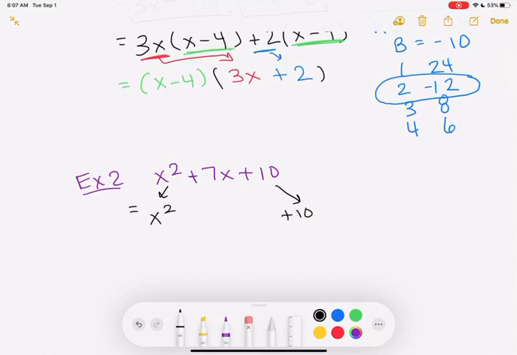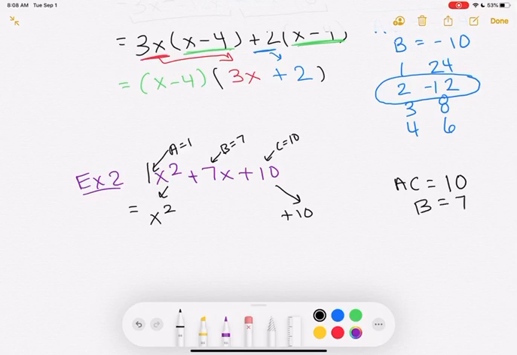Off to the side, I'm going to note my a times c. In this case, what is a? It's not x squared, because it's whatever's before the x squared. In our case, a is equal to 1, okay? Because there could be a little hidden 1 here, right? You could think of it that way. Our b is 7, and our c is 10. So when we're looking at a times c, 1 times 10 is 10. And our b is 7.